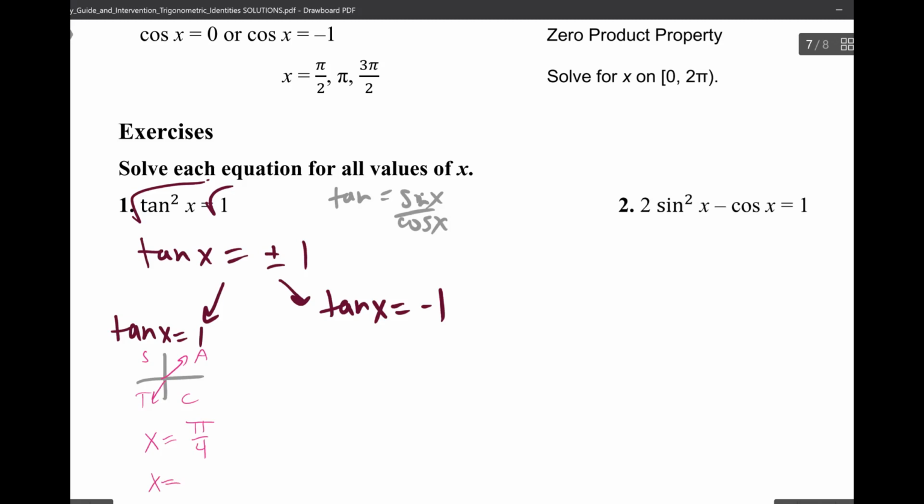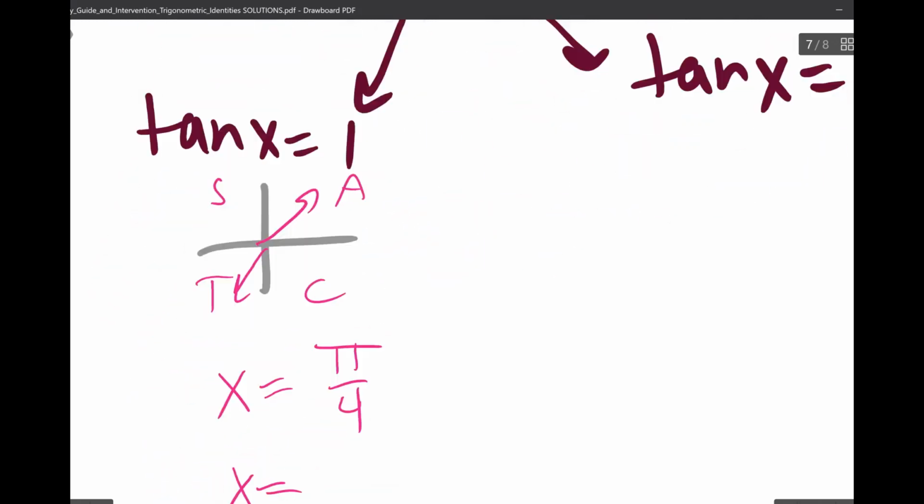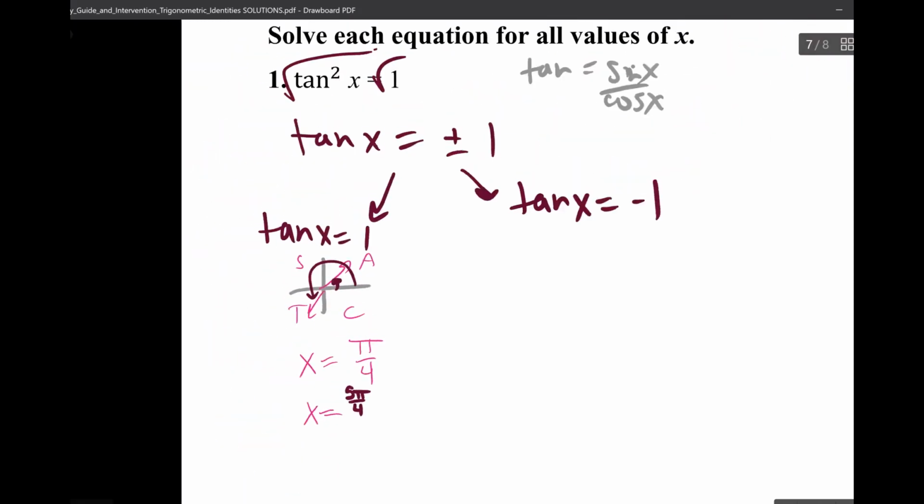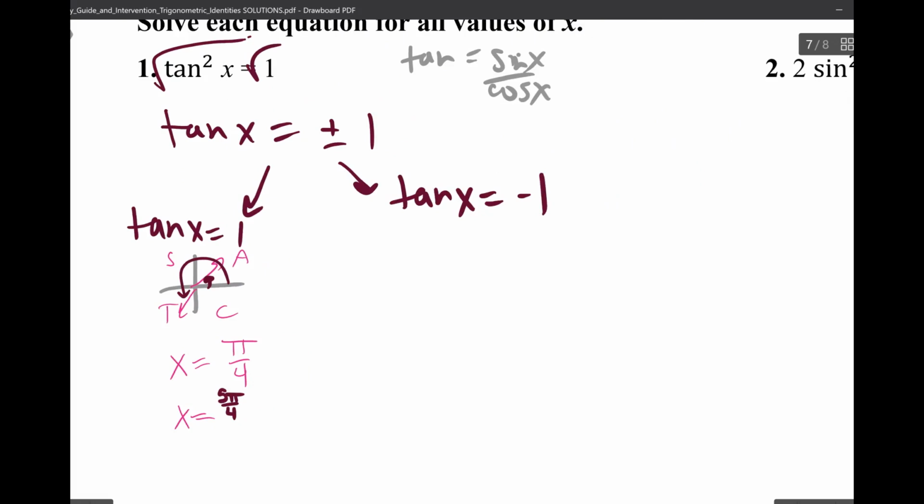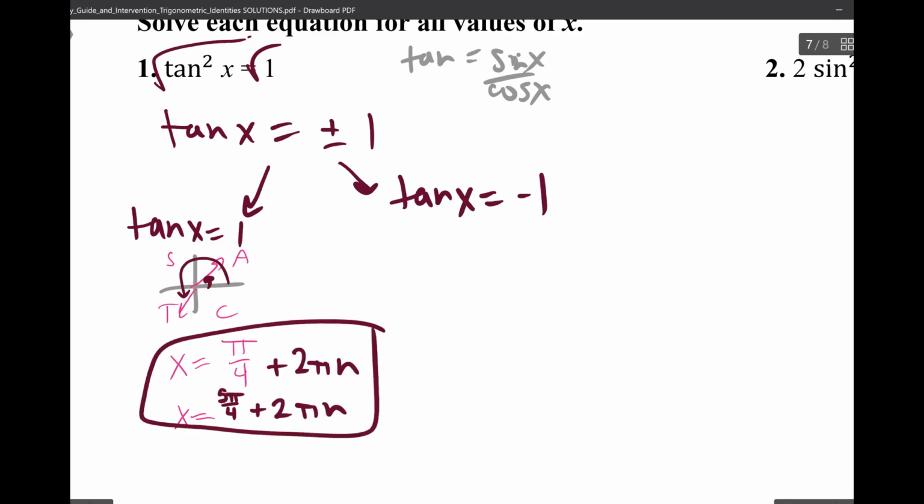And we're going to have this angle down here. So we have the 45-degree angle, and we have the one way over here, which is pi plus 45, so that's 5 pi over 4. And it says for all values of x, so I need to make sure to add 2 pi n onto both. Okay, so that's half of it. We solved for when tangent of x equals positive 1.